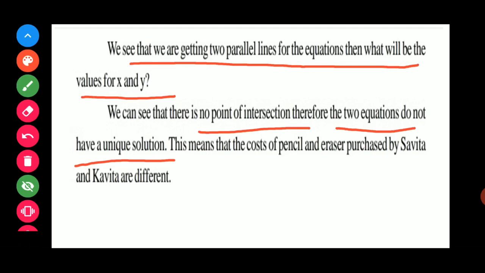That means there will not be a unique solution for this. This means that the cost of pencils and erasers of Savita and Kavita are different. So there is no unique solution.